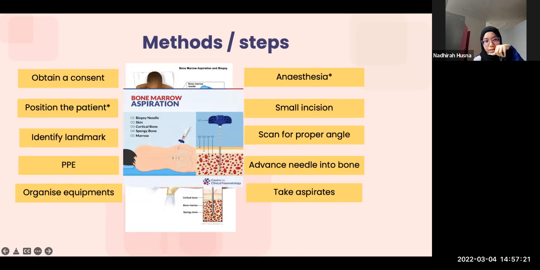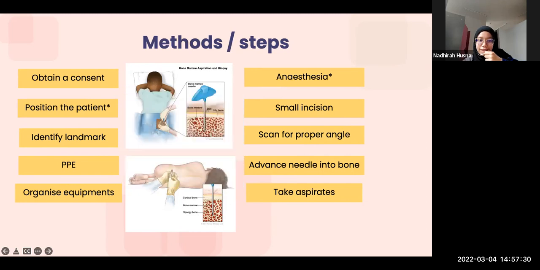We need to position the patient. We can position the patient either in a prone position or left or right lateral decubitus, because we want to make the posterior superior iliac spine prominent. And then if we want to take from the sternum, we need to position the patient in a supine position. And then we need to identify the landmark. And then we need to don the PPE, wearing the glove, the apron, and then organize the equipment.